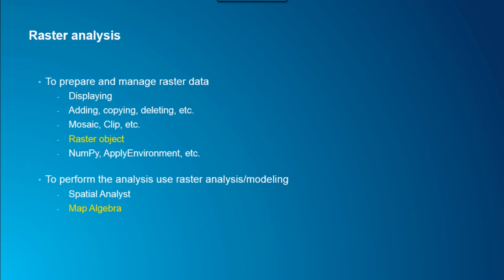You can mosaic, you can clip. Now, to do all this, you will use something called a raster object, and we'll talk a lot more about that. Sometimes you will use NumPy. You have the apply environment that you can use to do it, right? To perform the analysis itself, you will rely on the Spatial Analyst extension. But the way you will do it is not by opening the tool, but by writing Map Algebra. So it's an algebraic expression that you're going to write, and you will do analysis in that manner.